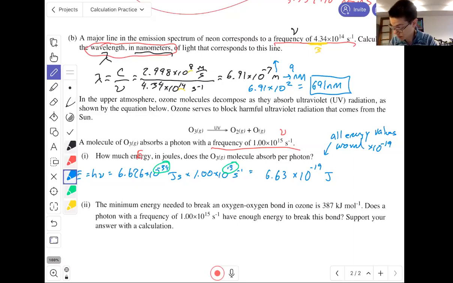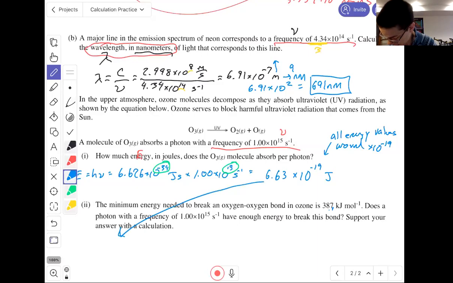Then the second part of the problem says, well, the minimum amount of energy needed to break an oxygen bond in ozone is 387 kilojoules per mole. Does that photon have enough energy to break this bond? Well, you have 2 different ways to do it. You can either see how much individual stuff is in the 387, or we can convert this guy. I'm going to convert this guy.